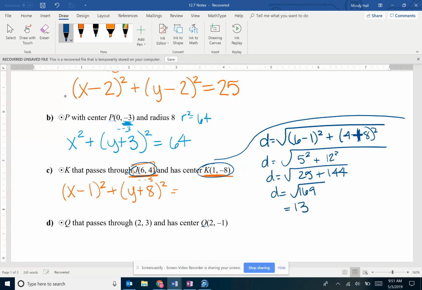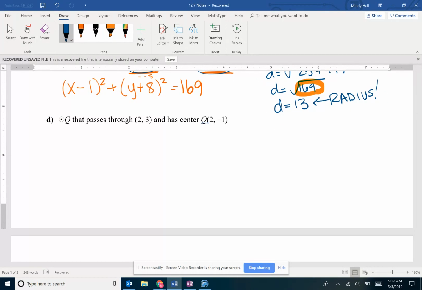Now, keep in mind the distance is 13, which is the radius, because we went from the center to a point that the circle went through. Because my radius has to be squared, it's just going to be 169. And a quick little hint: if you notice inside the radical that is your radius squared, then you can just take that number out. Okay?